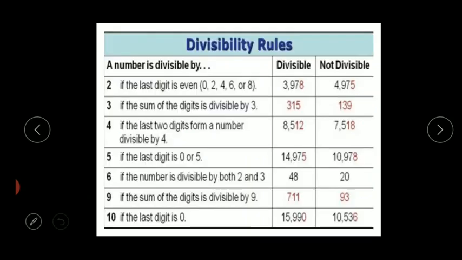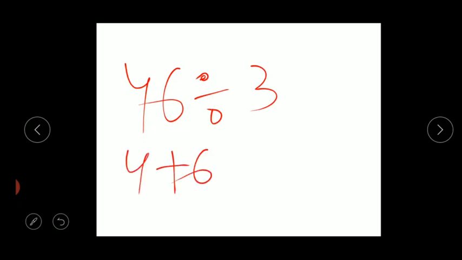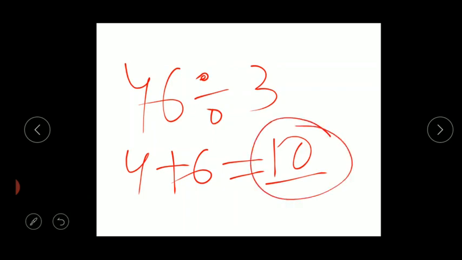Suppose you have another example, 46. Can 46 be divided by 3 or not? Just check by looking at it. First you add 4 plus 6, which is 10. Then you ask whether this 10 is divisible by 3 or not. It is not divisible, so 46 is not divisible by 3.